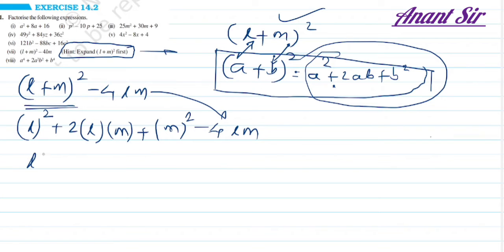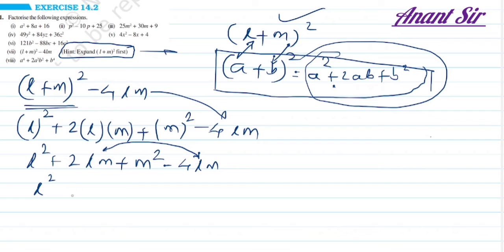So how can we solve this further? It will be L square plus 2lm plus m square minus 4lm. Now see, these two are like terms, we can solve them. But they have different signs, so we have to subtract, and when we subtract, we always give the sign of the bigger term to the answer. So that's why we have given a negative sign there.